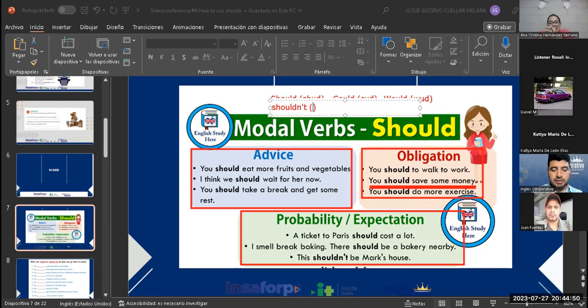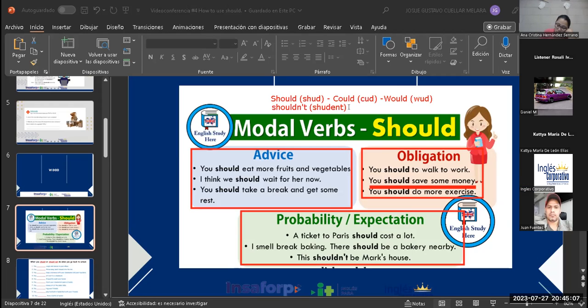The pronunciation is shouldn't. That's the pronunciation. Should not, shouldn't. Como could not es couldn't y aquí wouldn't. Si se dan cuenta, la pronunciación de la t tiene bastante presencia. Okay.